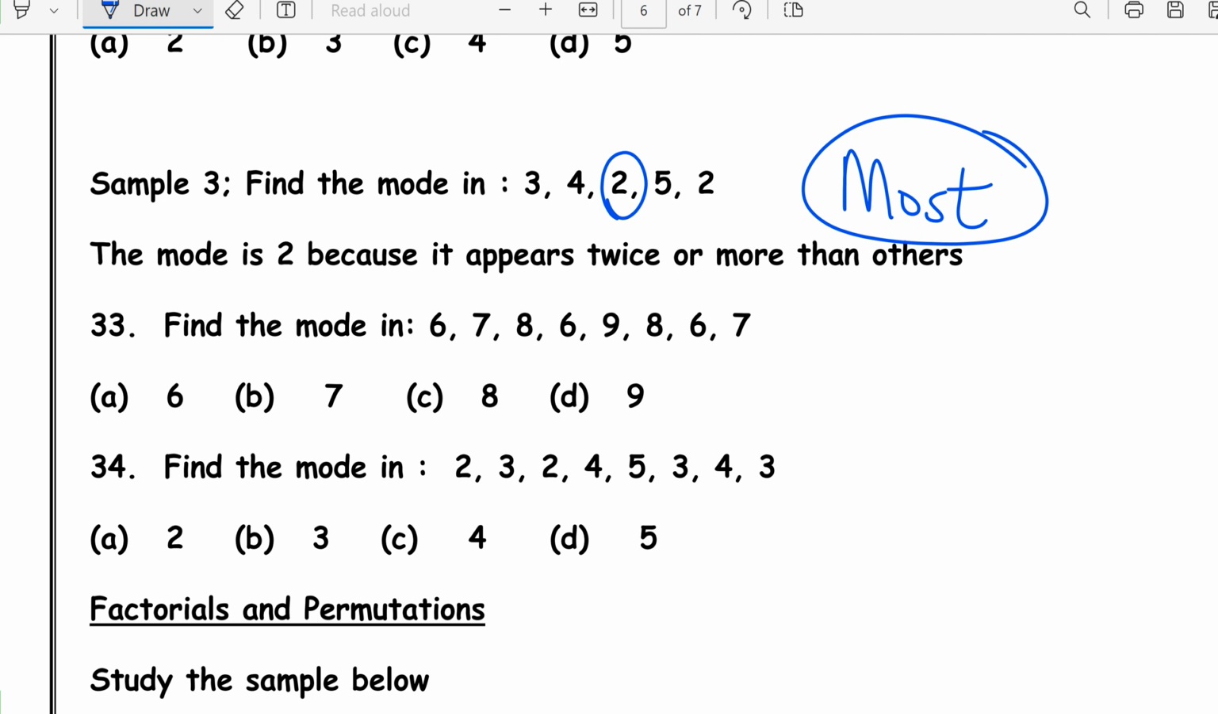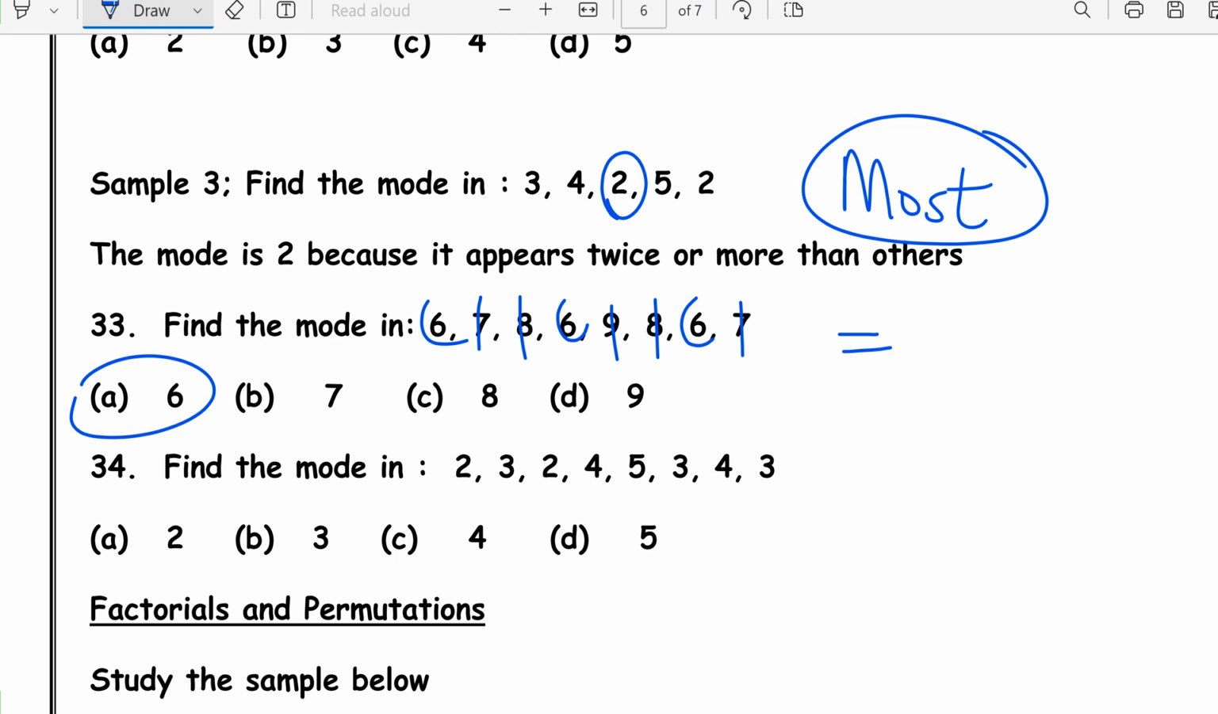Now, there are cases where you have numbers appearing more than once, but you must pick out the one that appears more times. Like in the case of number 33, 6 appeared 3 times. 7 appears only twice, so 7 is not the mode. 8 appears twice, so it's not the mode. 9 appears once. So we pick 6, because it appears a total of 3 times. So the mode here is 6. I'll leave you to do number 34.